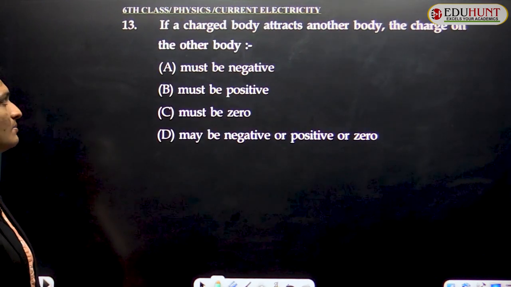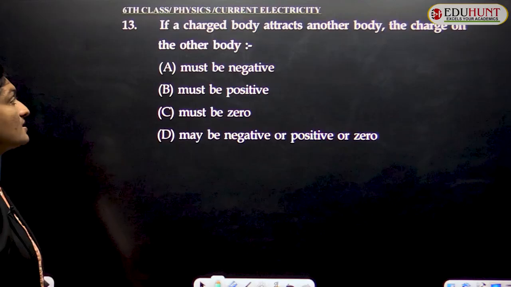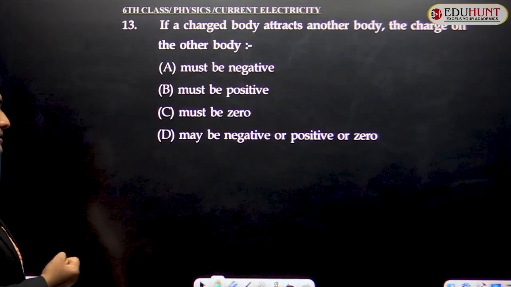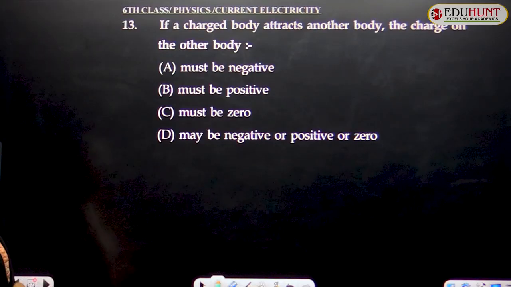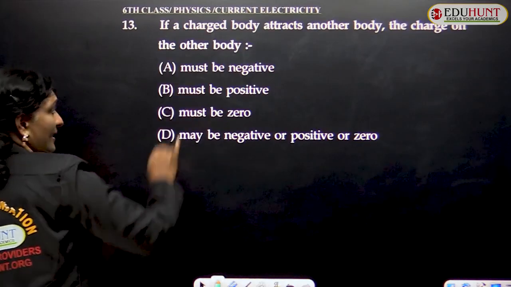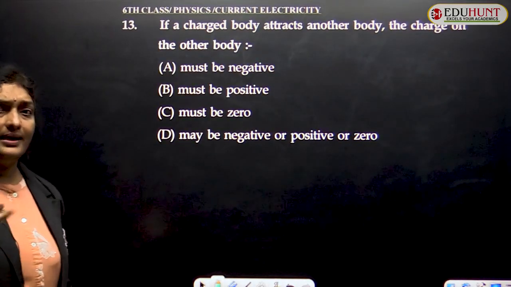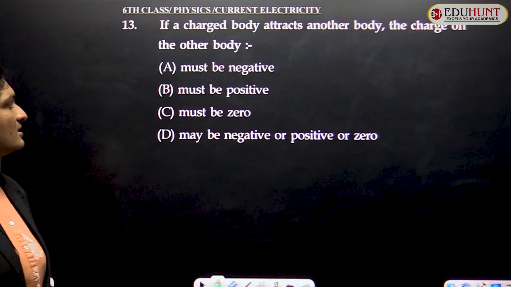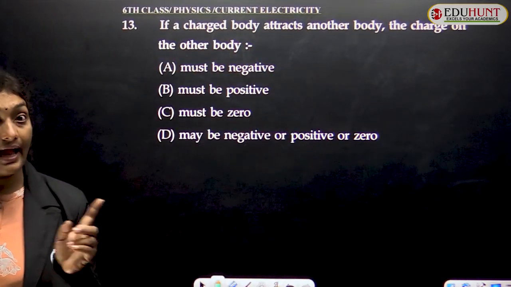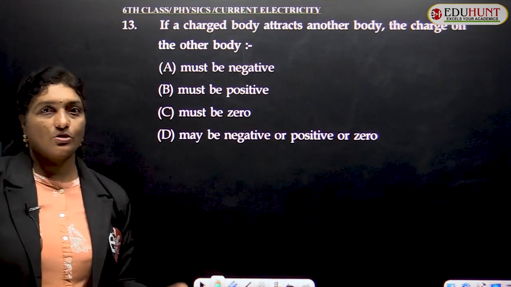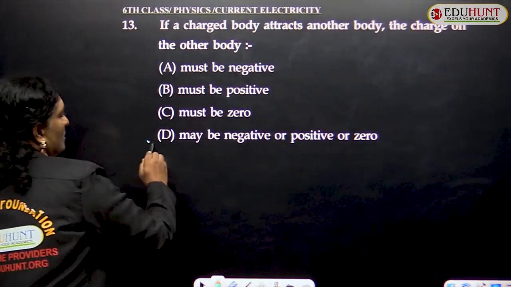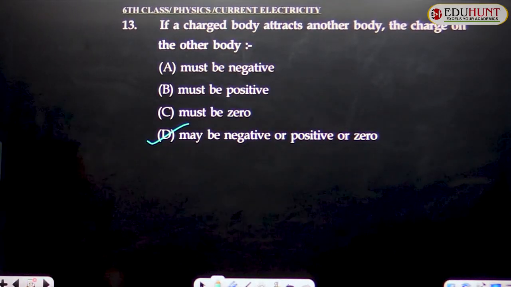13th one: if a charged body attracts another body, the charge on the other body must be, is it negative, positive, 0, or maybe negative or maybe positive or 0? Only negative? Why? Why not positive? Negative attracts positive and positive attracts negative. So, attracting another body means it can be positive or negative, and it can be neutral also. We have the next topic, that repulsion is the sure test for charging. But anyhow, even neutral bodies also attract.